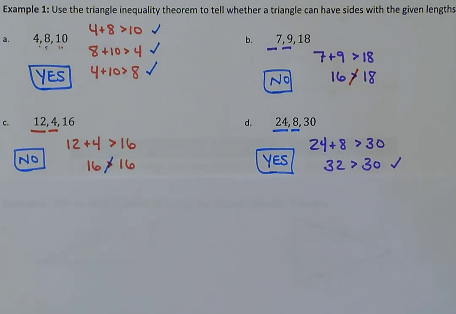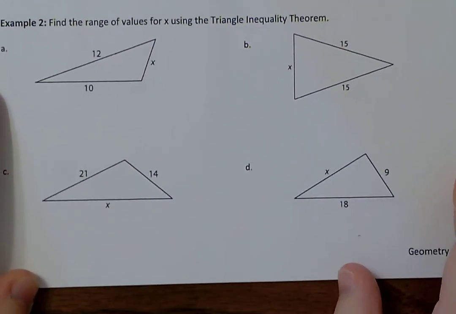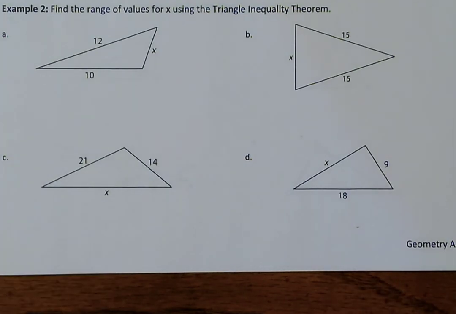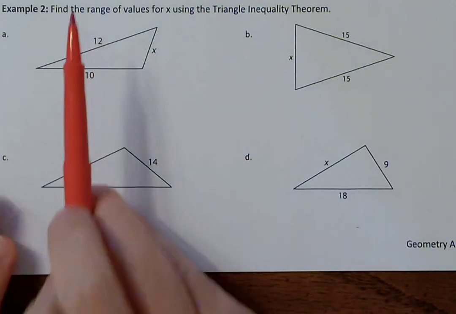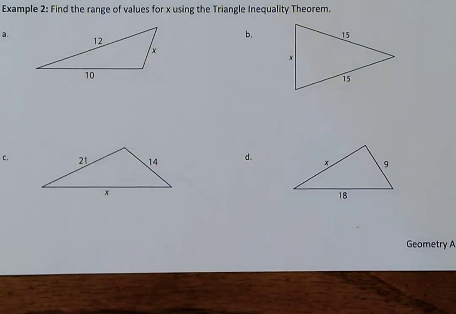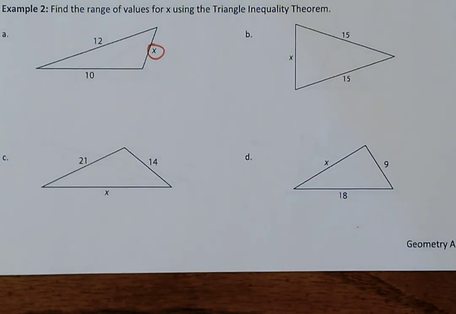Example 2, we're going to use the idea of the triangle inequality theorem to help us define the range of values for a given side length. So if we look at example 2, it asks us to find the range of values for x using the triangle inequality theorem. For each of these problems, one of the side lengths is defined as x, and we need to determine what possible measures x can be that would allow this to be a triangle.